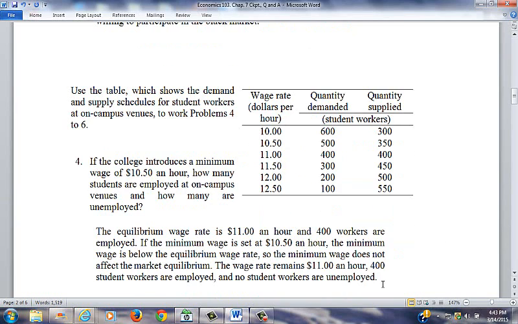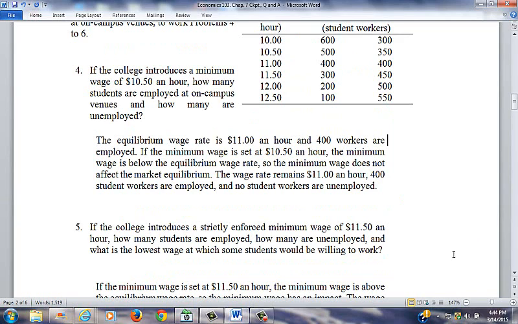Well, this is similar to problem 1. The equilibrium wage rate is $11 an hour and 400 workers are employed. If the minimum wage is set at $10.50 an hour, the minimum wage is below the equilibrium wage rate. So the minimum wage does not affect the market equilibrium. The wage rate remains $11 an hour, 400 student workers are employed, and no student workers are unemployed. There would be a difference if the wage rate were higher than $11 an hour. If the minimum wage, say, were raised to $11.50 or $12, then you'd see some effect.